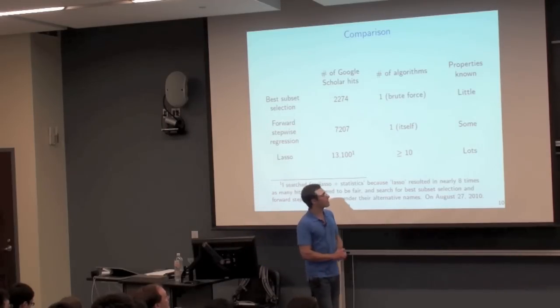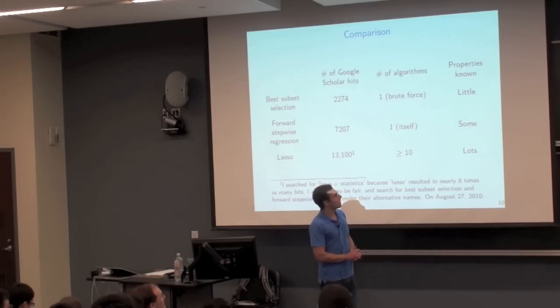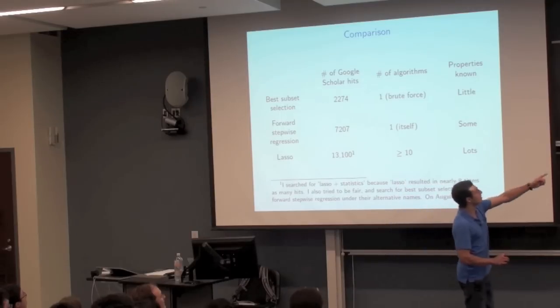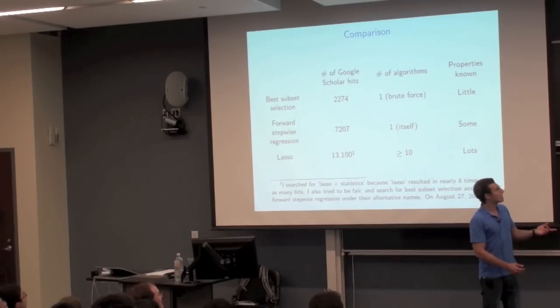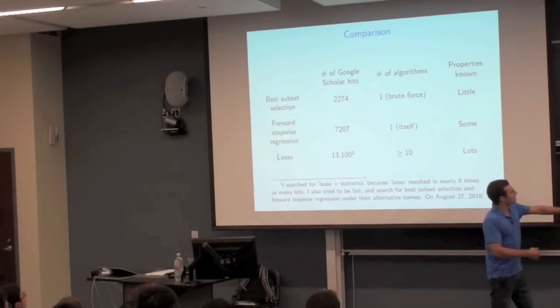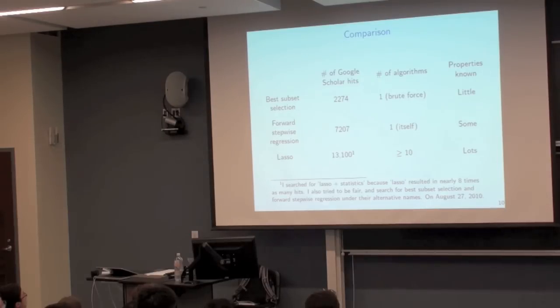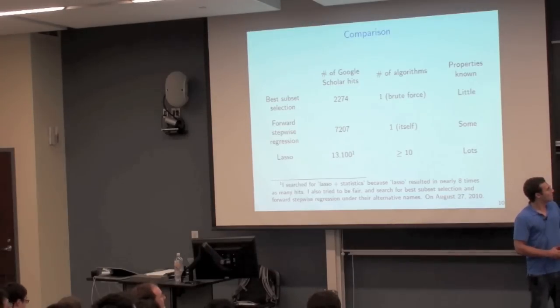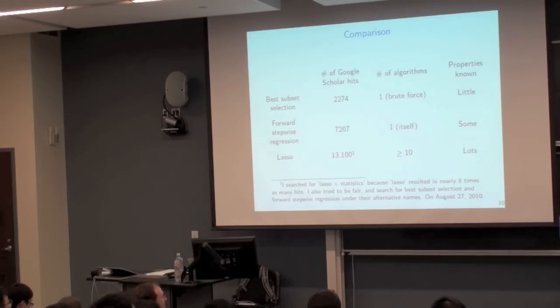So here's a quick comparison. I did a Google Scholar search for best subset selection, for stepwise regression, and for Lasso. And I looked up how many hits there were on Google Scholar. Lasso is kind of like a generic term, I don't know if people say that in other fields, so I made sure I searched for Lasso and statistics together. Searching with Lasso and statistics together, I got 13,000 hits in Google Scholar.